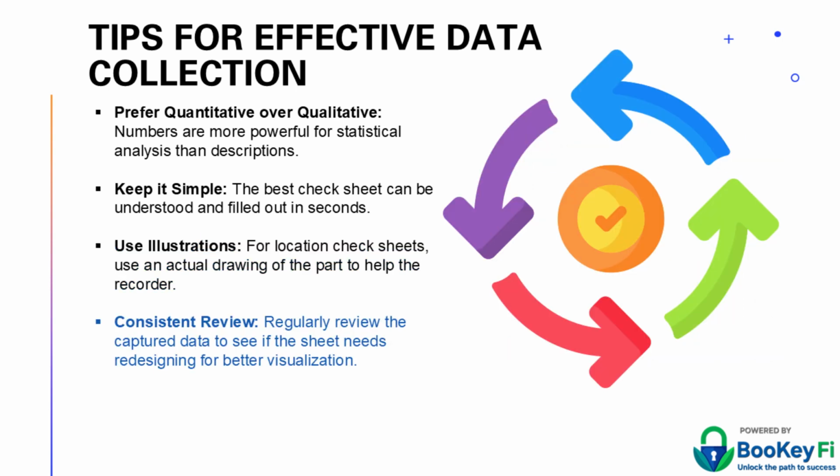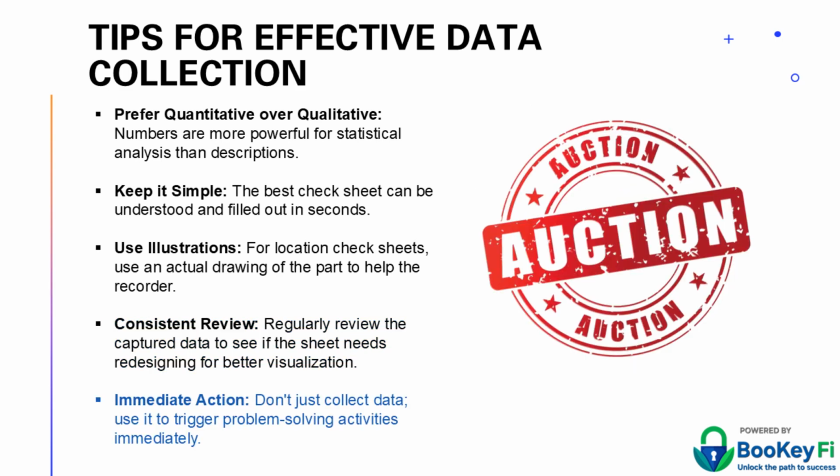might hide. Consistent review. Regularly review the captured data to see if the sheet needs redesigning for better visualization. Processes change over time. A monthly review ensures your categories remain relevant and that your data collection evolves with your production needs. Immediate action. Don't just collect data.